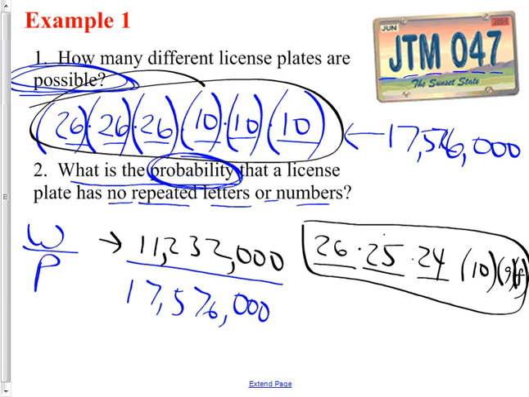And there's 17 million total license plates. If I'm rounding, it's about 11/17, which is more than half? So it's like 60, I don't know, percent chance. What exactly was it? 64? That means your probability is 64% that your license plate does not have repeated letters or numbers on it.